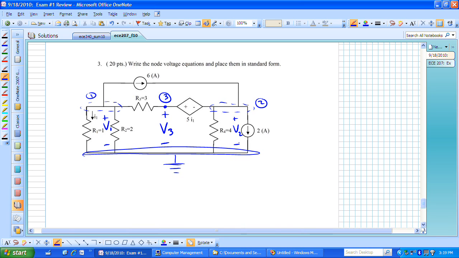Let's now start writing KCL for node 1. We have I sub 1 already identified for us. We'll just leave that as I sub 1. We also have this current, let's call that I sub 2, and let's call this current I sub 3, and we have the current going up, which in actuality is exactly the same as the source current, 6 amps going to the right. Let's now write the KCL equation at node 1.